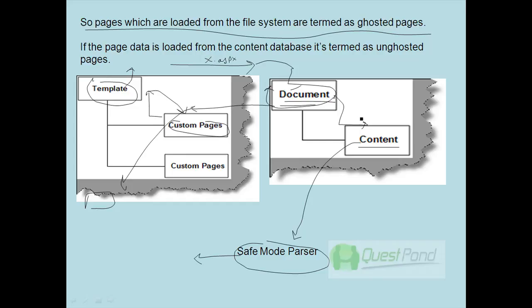So in other words, we can say that ghosted pages are stored in the file system and unghosted pages are stored in the content database. The whole point of explaining this theory is to make you understand how SharePoint does its personalization and globalization. We'll come to that later on as we move ahead in the questionnaire. But at this moment, you need to understand how the ghosted and unghosted concepts work in SharePoint.